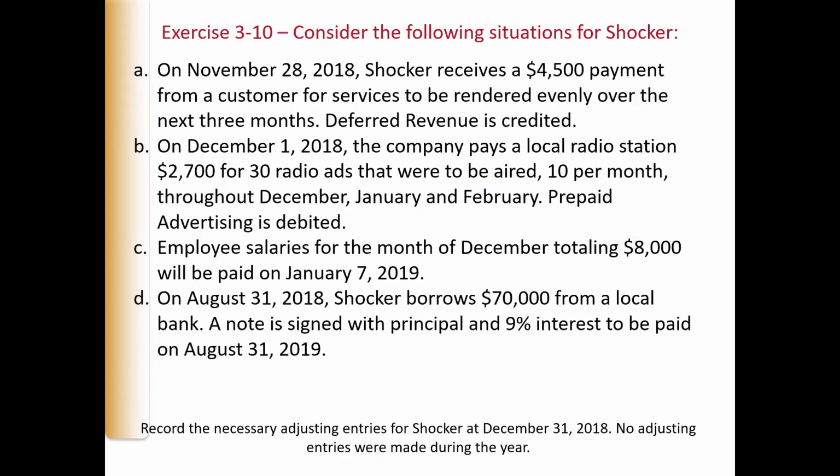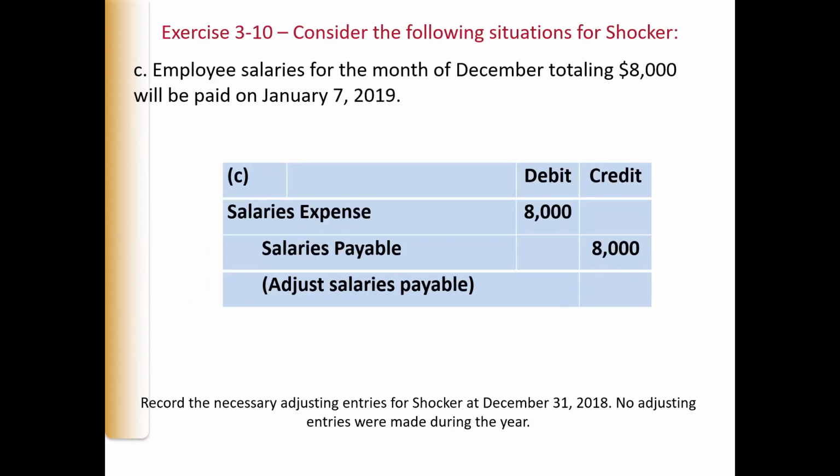Who wants to take C? I'll take it. Okay. Employee salaries for the month of December totaling $8,000 will be paid on January 7, 2019. I believe there will be an $8,000 debit to salary expenses and then an $8,000 credit to salaries payable. Awesome. That's exactly right. Salaries expense, 8,000. Salaries payable, 8,000.